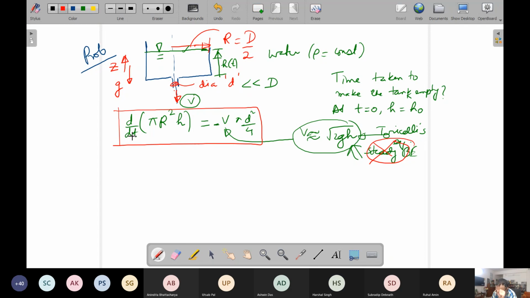So what it is saying is that the water, which is sort of being pushed from the top, the same water is leaving through this hole, and this just follows from incompressibility. So it doesn't matter whether the flow is steady or unsteady. So this we can use without any problem.